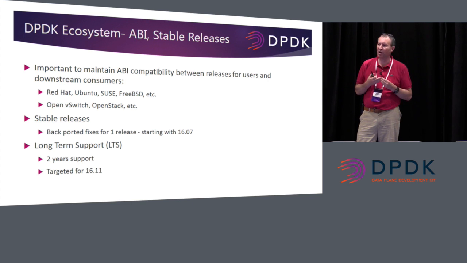And that's going to be a trial for a long-term support, which will be over a longer period, 2 years, and where we'll backport bug fixes, maintain ABI, and maybe use that as a target that the OSVs can pick up. So yeah, that's targeted for 16.11. It's possible we could take the work that we've done on the stable release of 16.07 and say, no, 16.07 is the stable release. That'll be decided. We're trying to work through this. We're going to see how it works out. So there's a little bit of trial and error going on here.